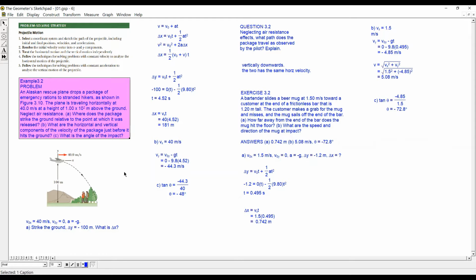The problem. An Alaskan rescue plane drops a package of emergency rations to stranded hikers, as shown in figure 3.10. The plane is traveling horizontally at 40 meters per second at a height of 1 times 10 to the power 2 meters above the ground. Neglect air resistance. Where does the package strike the ground relative to the point at which it was released? What are the horizontal and vertical components of the velocity of the package just before it hits the ground? And C, what is the angle of the impact?